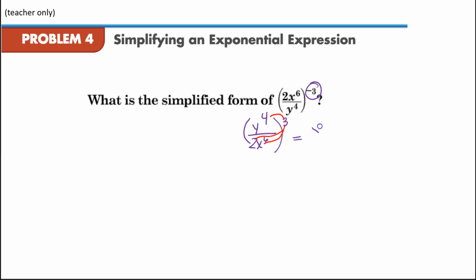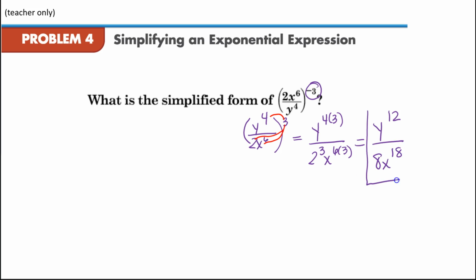So this is y to the 4 times 3 over 2 to the 3rd, x to the 6th times 3. So y to the 12th over 8x to the 18th power. There's nothing else to simplify there, so that would be my final answer.